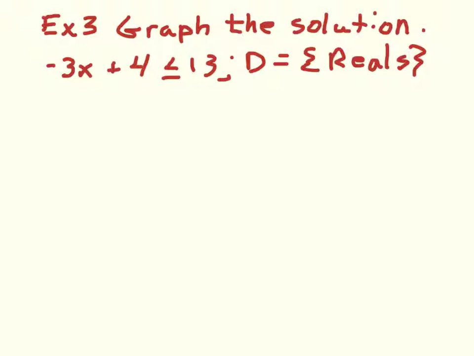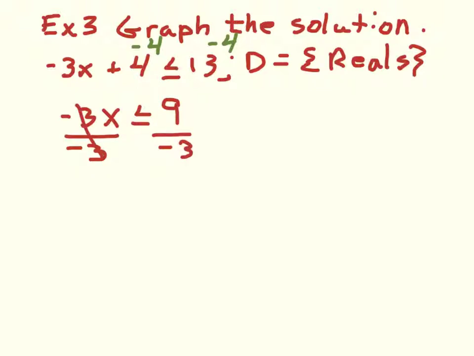Graph the solution of a negative 3x plus 4 is less than or equal to 13, and graph it using real numbers. First thing I'm going to do is subtract 4 from both sides. So I have a negative 3x is less than or equal to 9. Let's see, they're multiplying by a negative 3. I'm going to divide by the negative 3, or a negative number, so I got to switch the sign. Now my solution then are numbers greater than or equal to a negative 3.